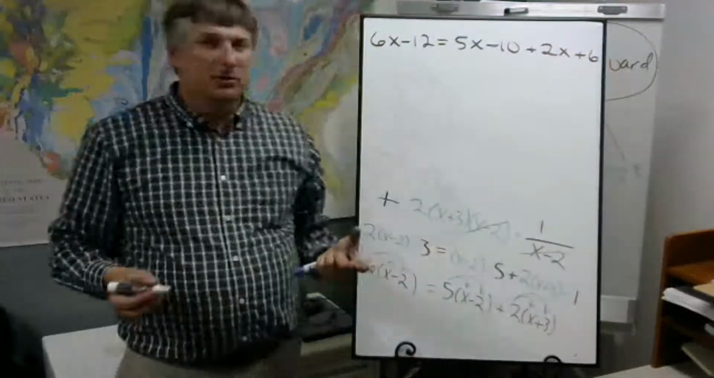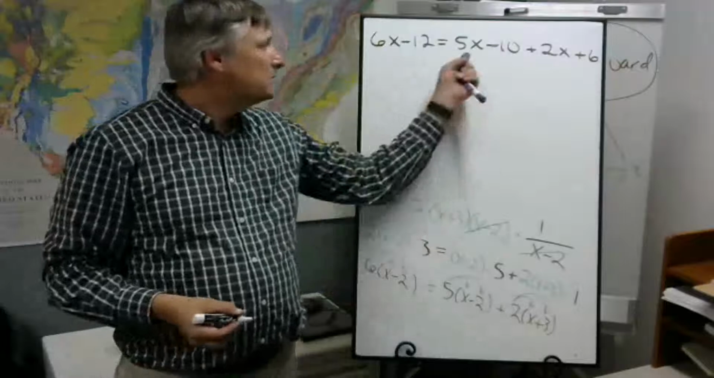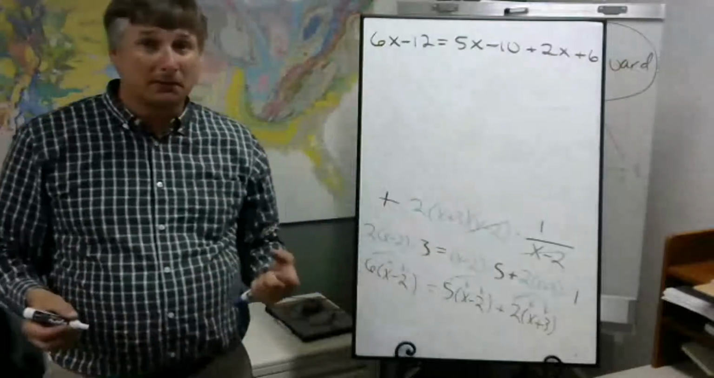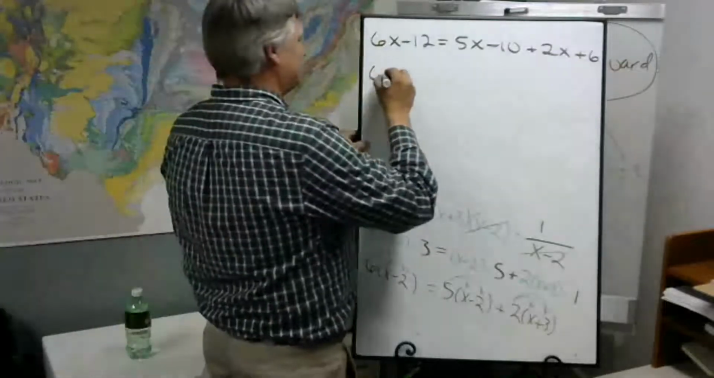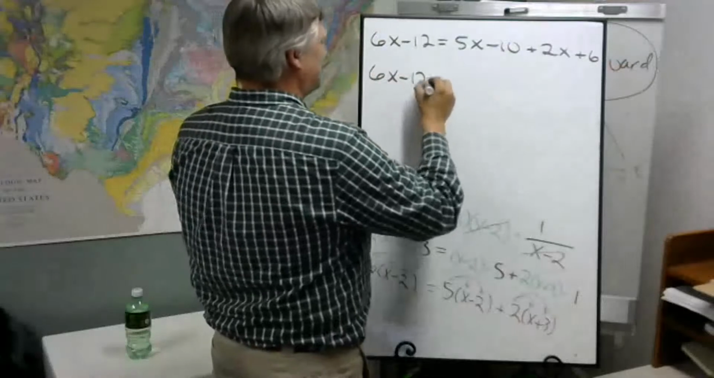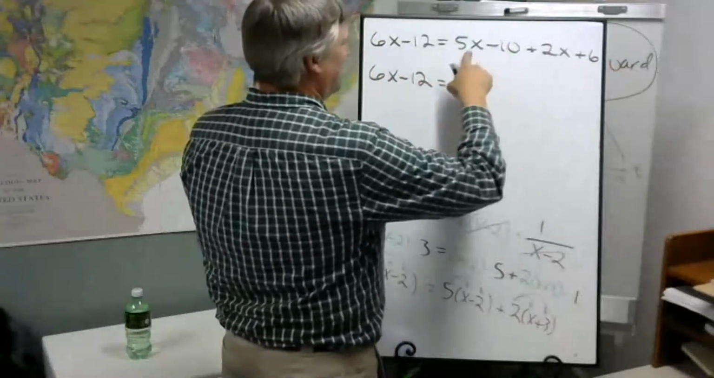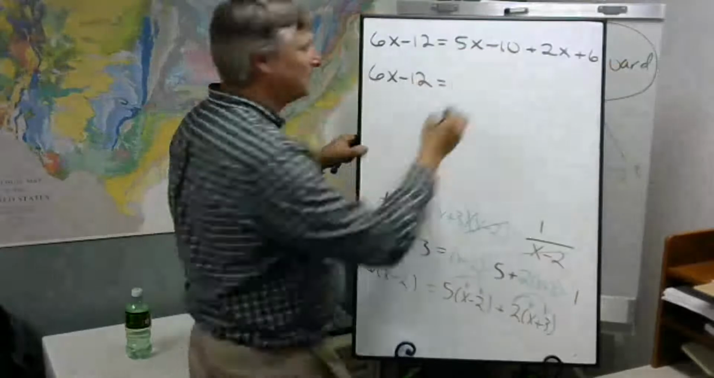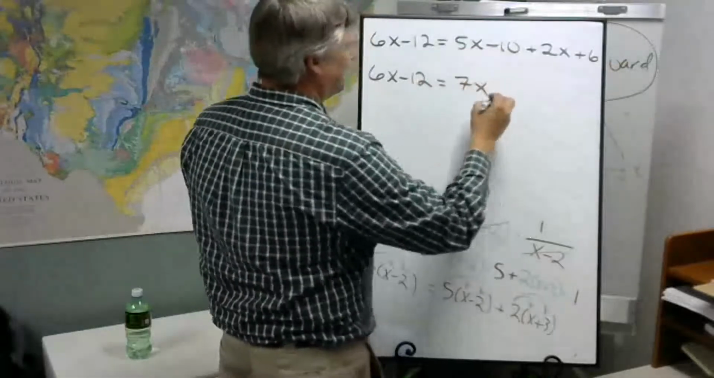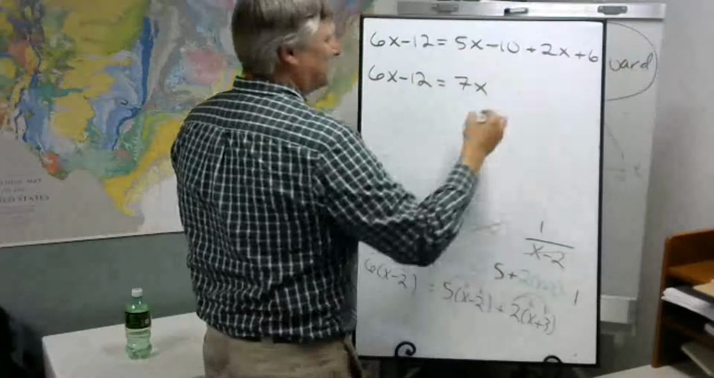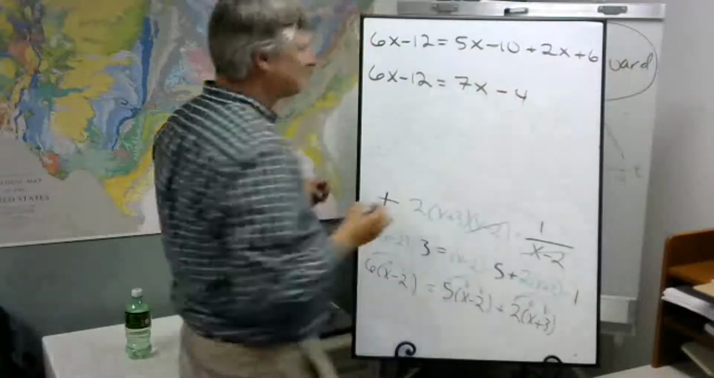Now, there aren't any like terms that combine on the left, but we do have like terms to combine on the right. So 6x minus 12, 5x's plus 2 more x's, 7x, negative 10 plus 6, negative 4.